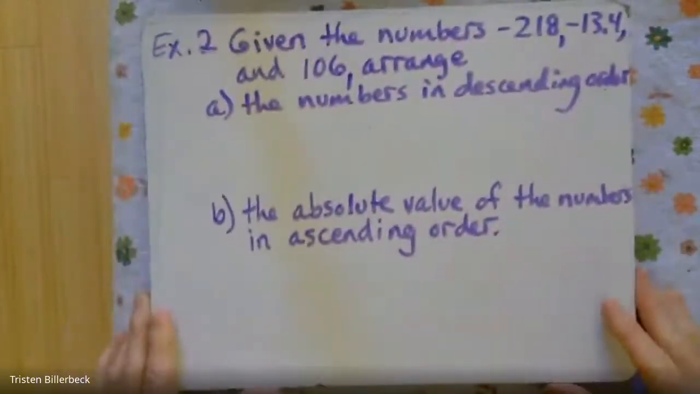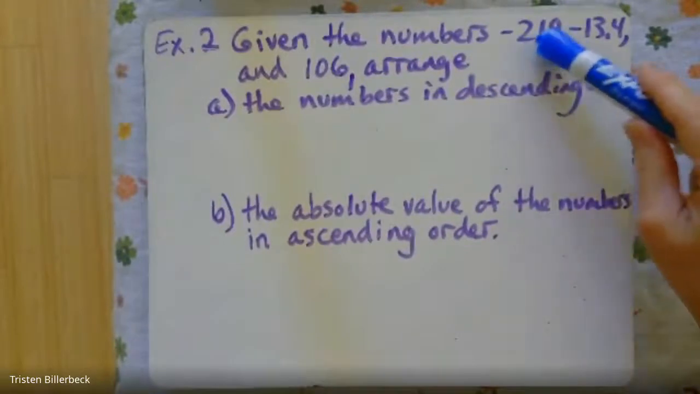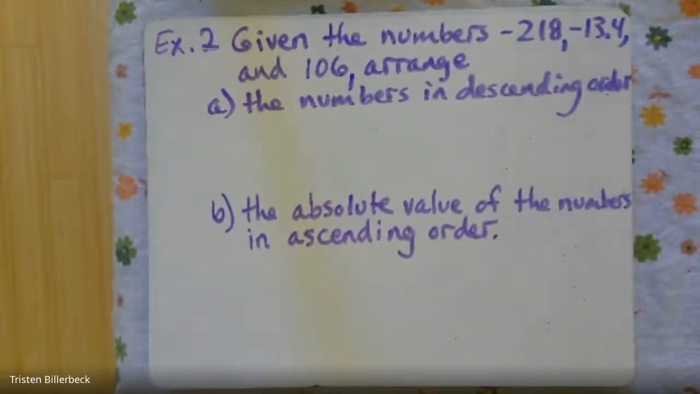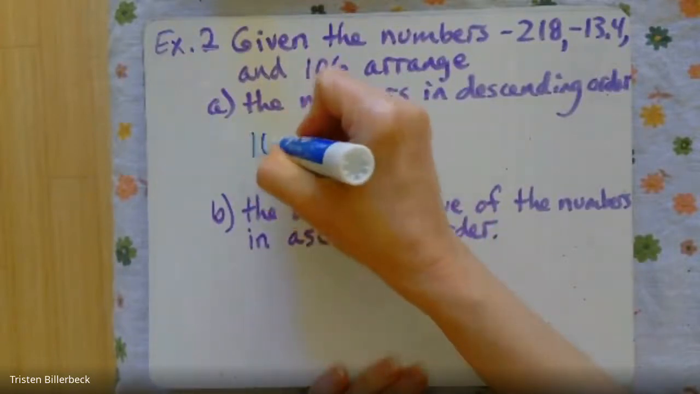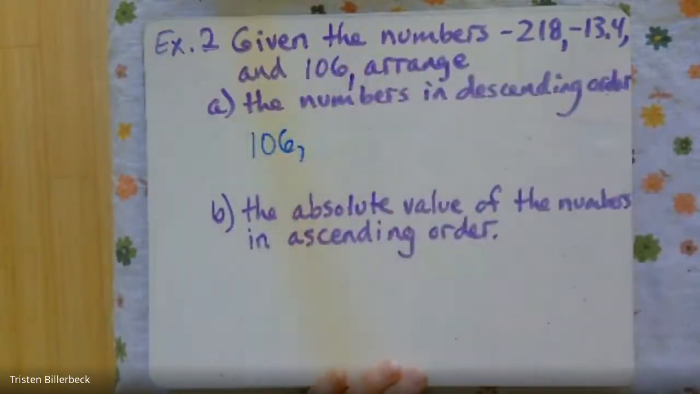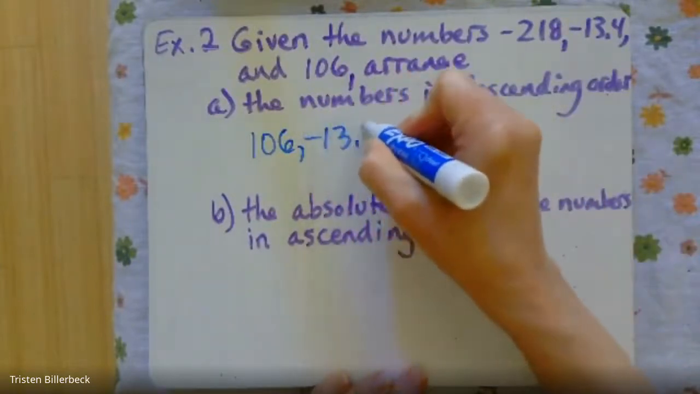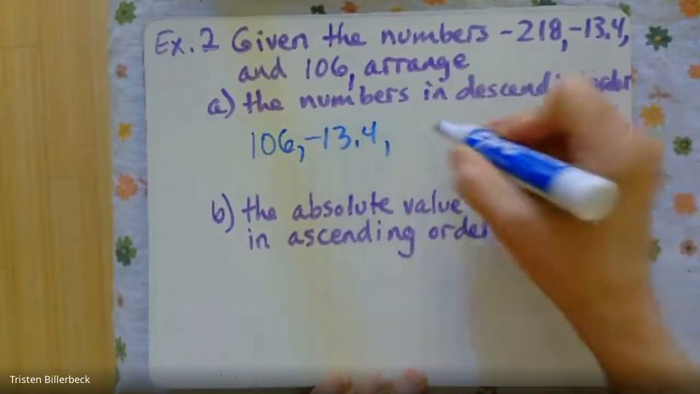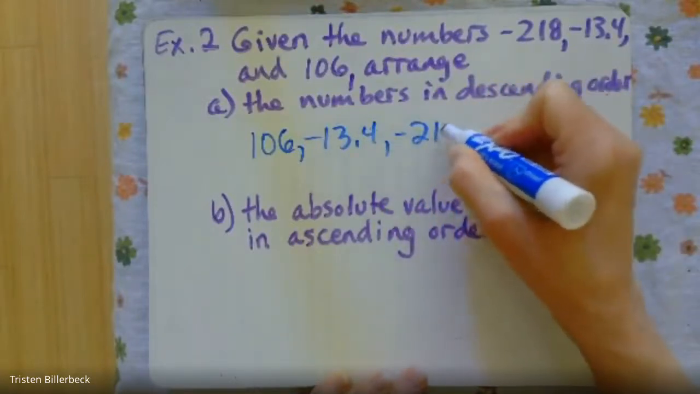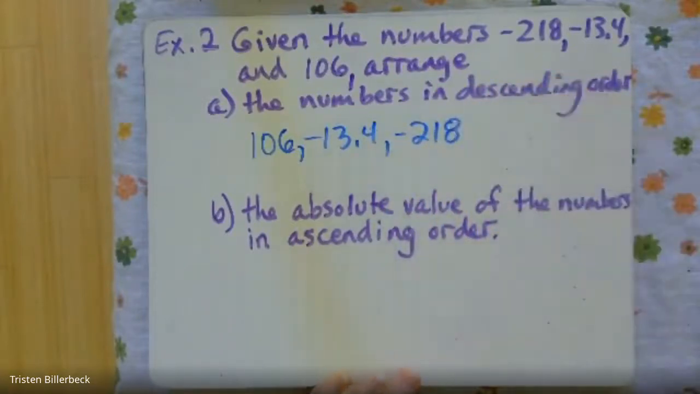So, given the numbers negative 218, negative 13.4, and 106, arrange the numbers in descending order. Well, 106 is positive, so it's the bigger number. The next bigger number is negative 13.4. And the smallest number is negative 218.